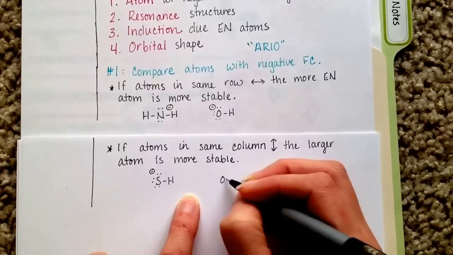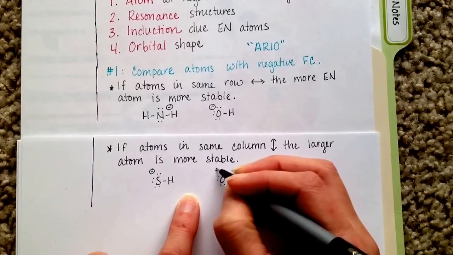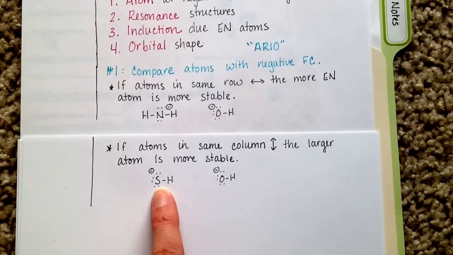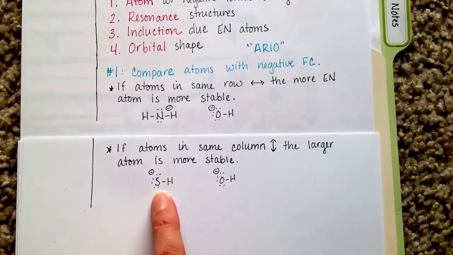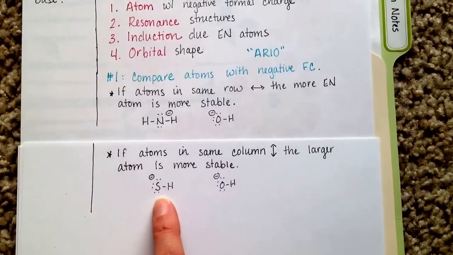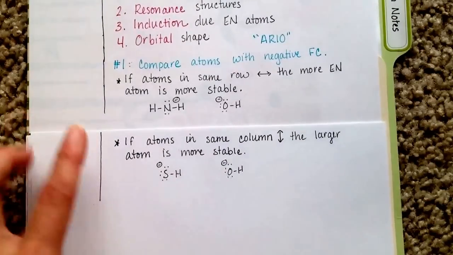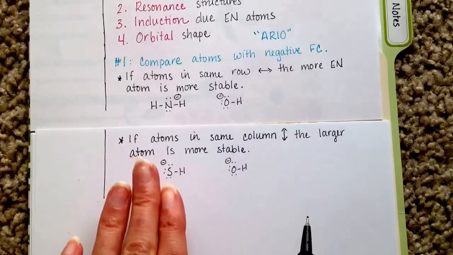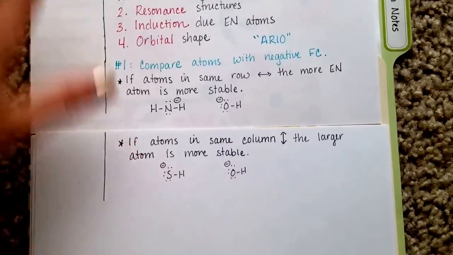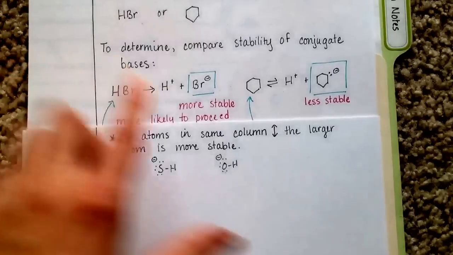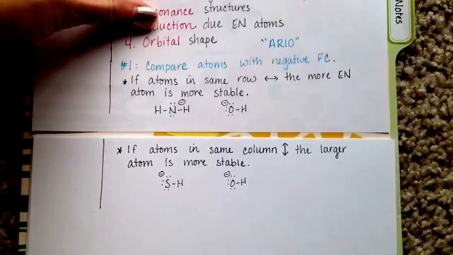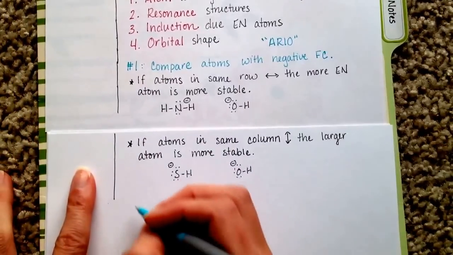So if we're comparing this versus this, these two, sulfur and oxygen being in the same column, sulfur is larger than the oxygen atom, which means that this base is going to be more stable than hydroxide, and therefore the acid that produced this conjugate base is going to be a stronger acid. So this is the very first thing that you're going to look at when you're comparing conjugate bases and trying to determine their stability. And if this rule doesn't apply, like it would not have applied in this example up here, bromine versus carbon, not in the same row, not in the same column, rule number 1 doesn't apply, then you move on to rule number 2.